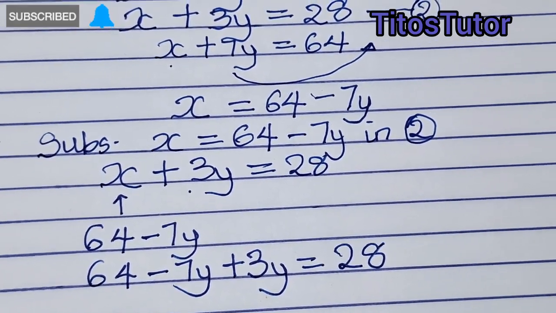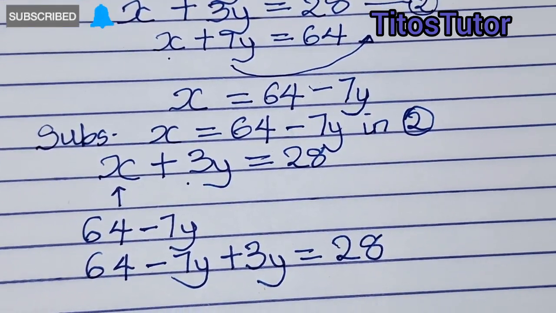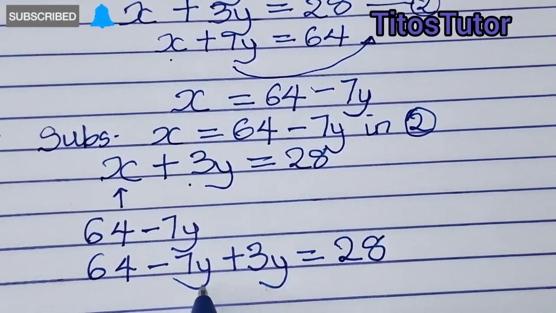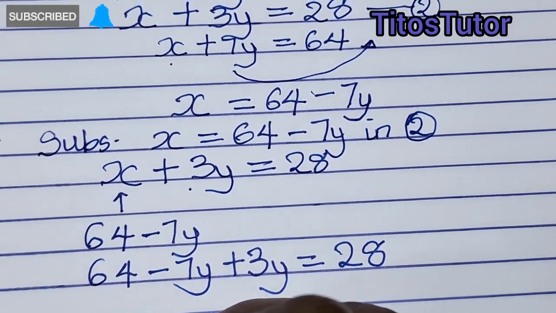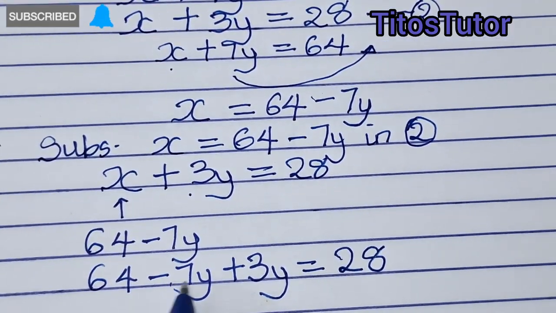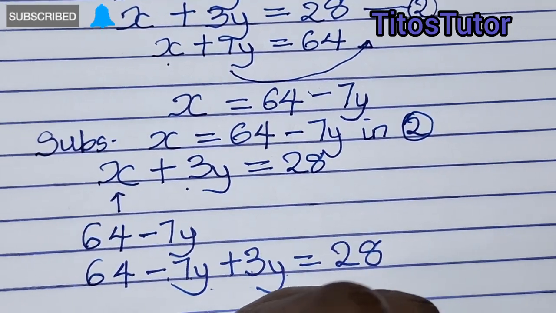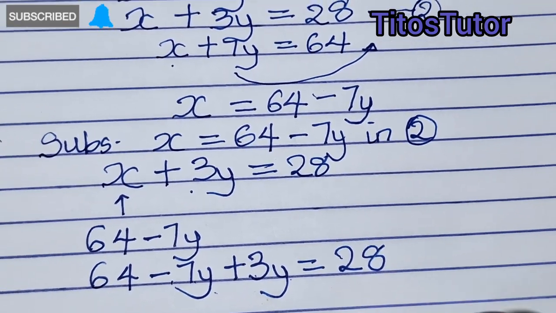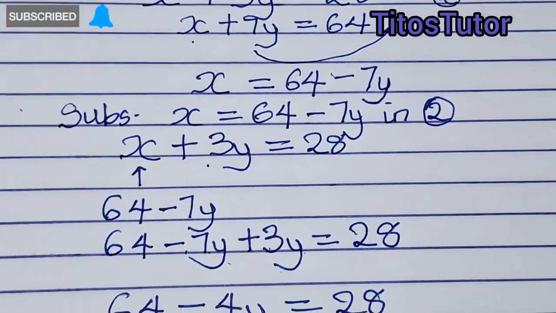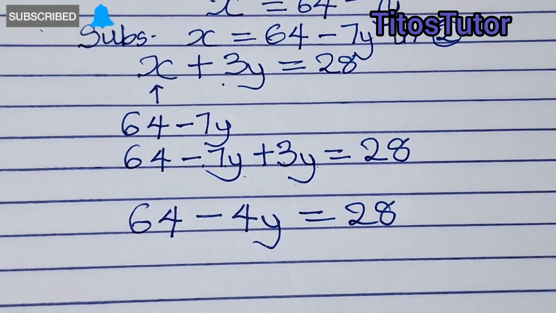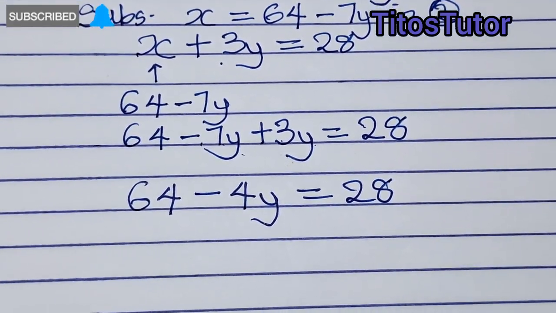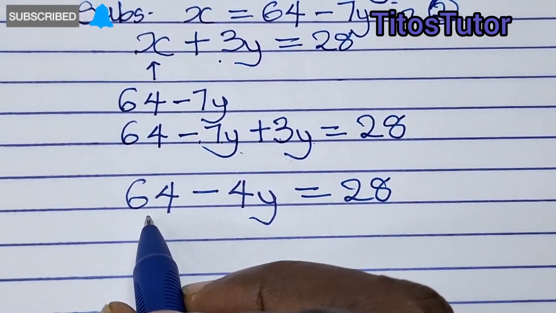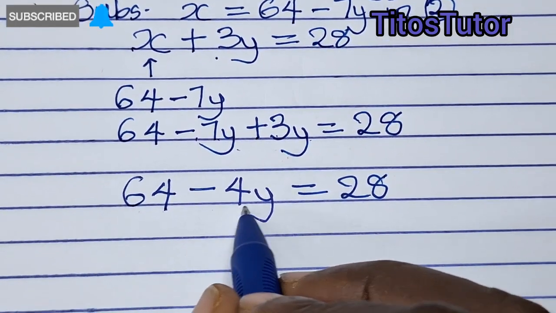Okay, so now I can simplify the like terms. So I have 64 minus 7y plus 3y, which is minus 4y, is equal to 28. Okay, 64 minus 4y is equal to 28.